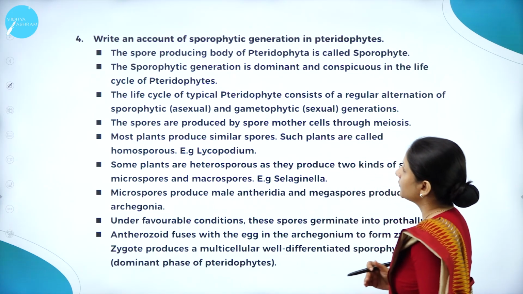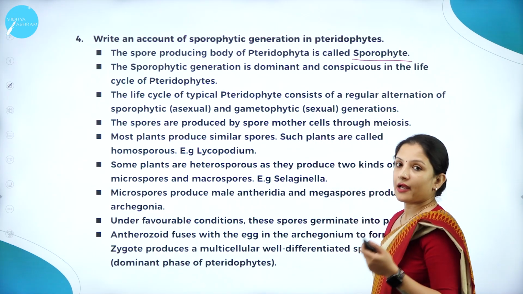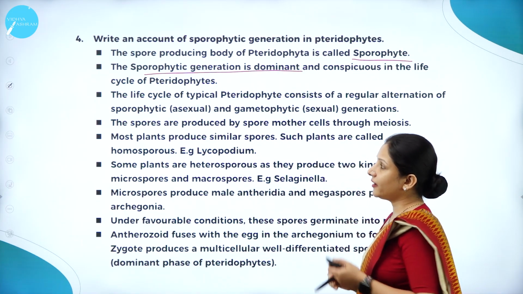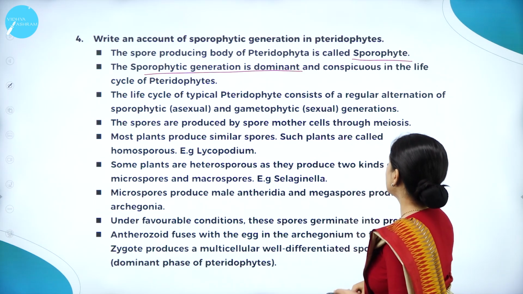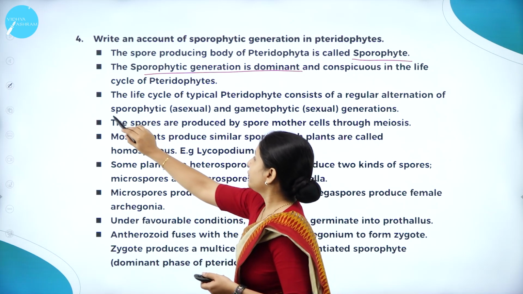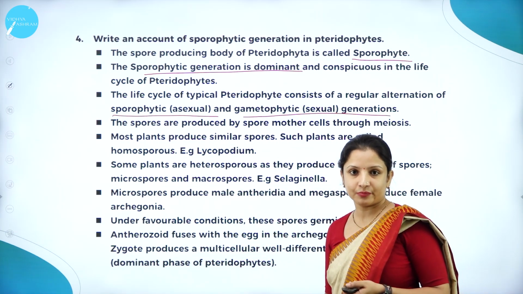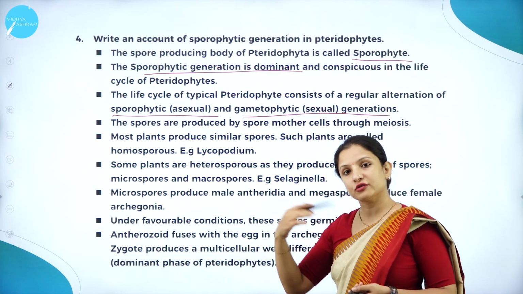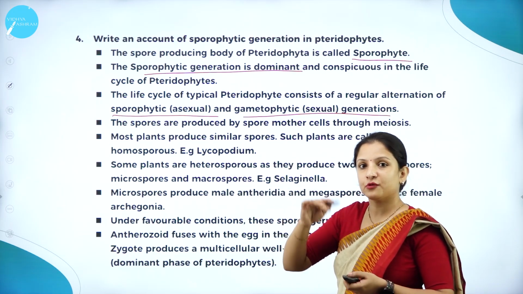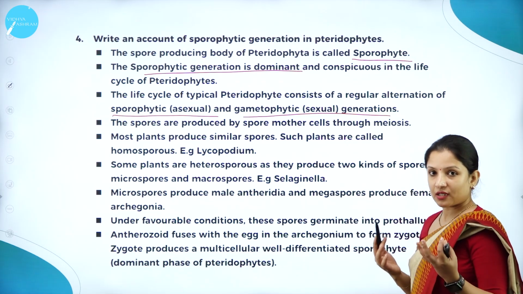Remember that. Here, the spore-producing body of pteridophyte is called what? Sporophyte. And the sporophytic generation is the most predominant one. And the life cycle of a typical pteridophyte consists of alternation of generation, wherein it will move between sporophytic and gametophytic generation. Same way, bryophytes also exhibit alternation of generation, gametophytic to sporophytic, again gametophytic to sporophytic. Here it is sporophytic, gametophytic, sporophytic, gametophytic. So the spores are produced. So now we need the spores. Spores are very important here.